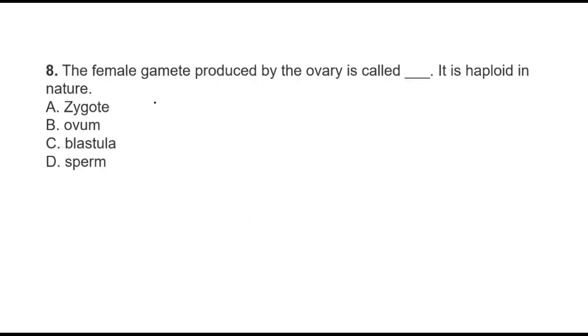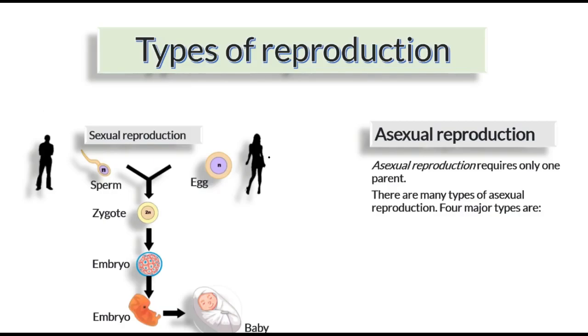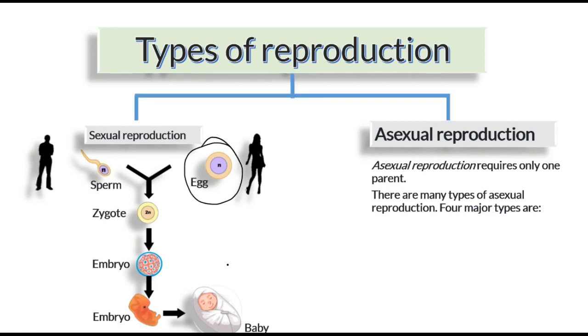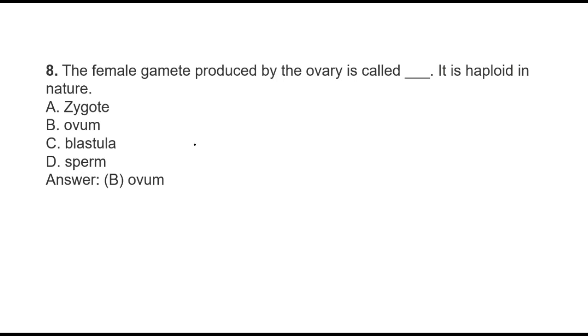Number 8 is, the female gamete produced by the ovary is called dash. Very simple. It is haploid in nature. The female gamete produced by the ovary. Right. So in our previous video tutorial, we'll bring back the same slide here. The female gamete produced in the ovary is called egg, isn't it? And the male gamete which is produced in the testis is called sperm. So our answer should be egg. And this egg is also called ovum. Please remember that sometimes in the options you will not get egg. So there is no egg, but ovum is there. So this is the answer.